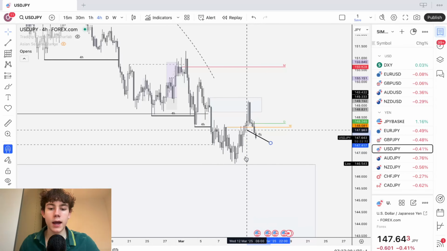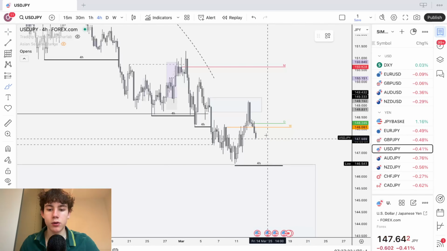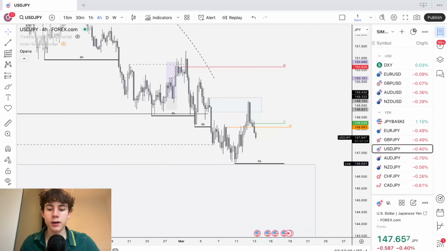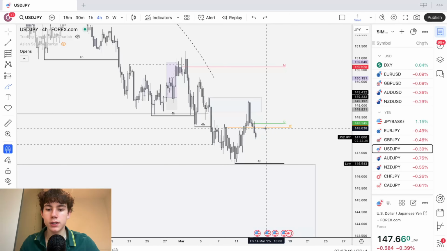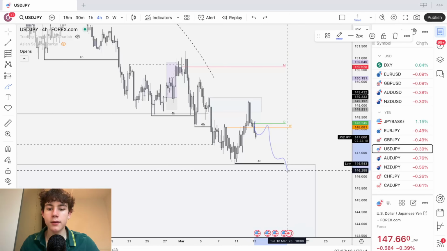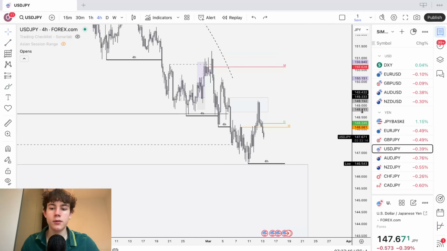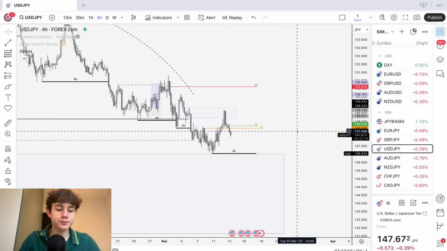Now what I am expecting is for us to just trade down lower again. Just trade down lower today, maybe a tap in towards that weekly open once again, and then from there trade down lower in towards the swing low. So this could be very possible. And why am I looking at shorts?